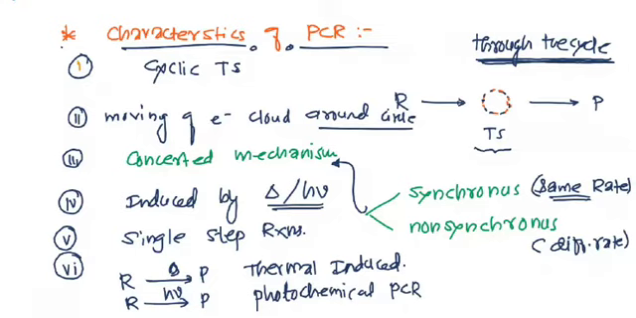So the first feature is a cyclic transition state. Second, the electron cloud is moving around the circle. Third, it is a concerted reaction. It must be induced by either heat or light. No base, no acid, nothing else is there. That means reactant and either heat or thermal condition. It is a single step mechanism, so no need to learn a multi-step mechanism. And the important ones are thermal and photochemical.